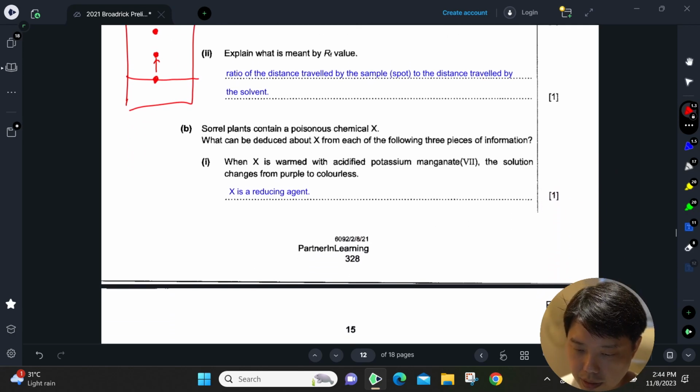Okay, some plates contain a poisonous chemical X. What can be deduced about X from each of the following 3 pieces of information? Okay, so when X is warm with acidified potassium manganate, the solution changes from purple to colorless. So oxidation has taken place, because you should know that potassium manganate is an oxidizing agent. Okay, so if a redox reaction has taken place, this tells you that X is a reducing agent.